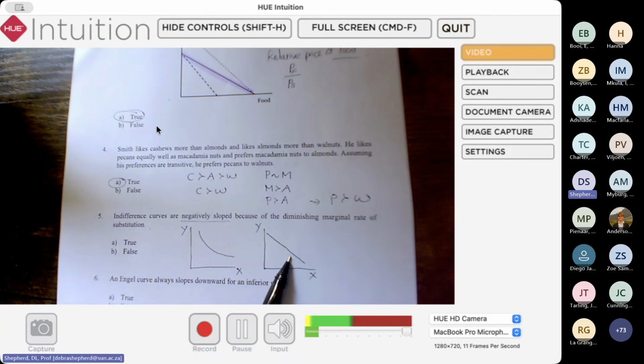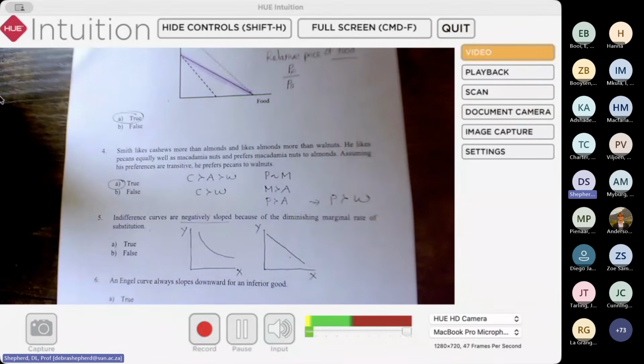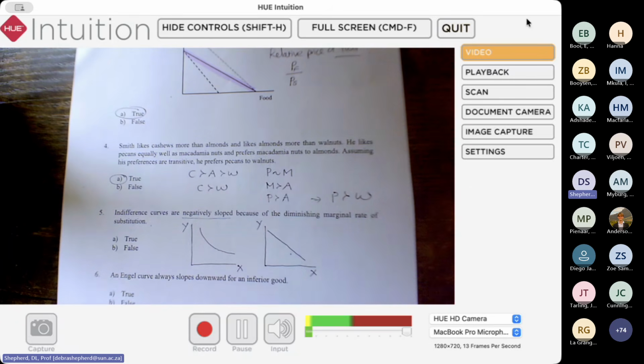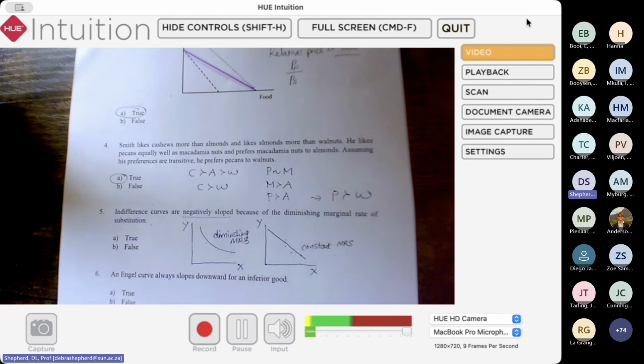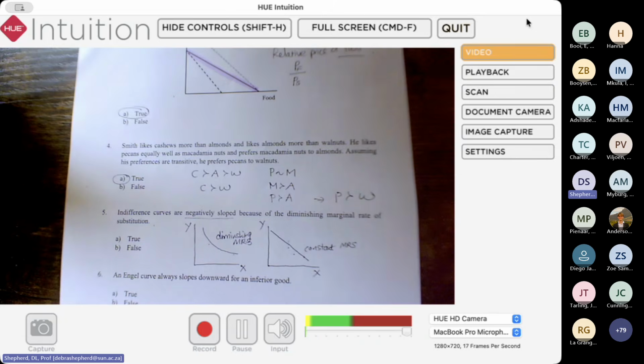This gives us an indifference curve where the consumer is choosing between two perfect substitutes. So this indifference curve is negatively sloped, but it has a constant marginal rate of substitution. This indifference curve here has a diminishing marginal rate of substitution. If we look at these two individual indifference curves, we can see that the reason for a negatively sloped indifference curve can't possibly be diminishing marginal rates of substitution, because here is an example of a negatively sloped indifference curve that has constant MRS. So the fact that this type of indifference curve exists makes this statement false.